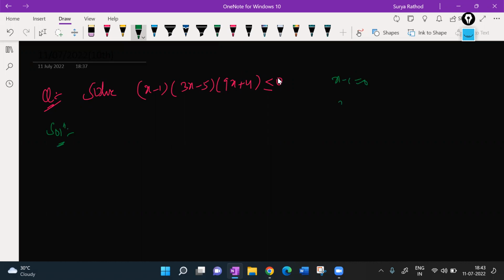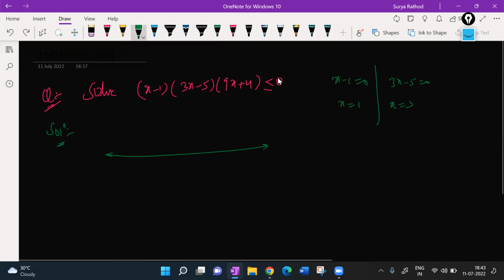Very simple. What is the x value here? 3x minus 5 is equal to 0, so x is equal to 5 by 3. And 9x plus 4, x is equal to minus 4 by 9.